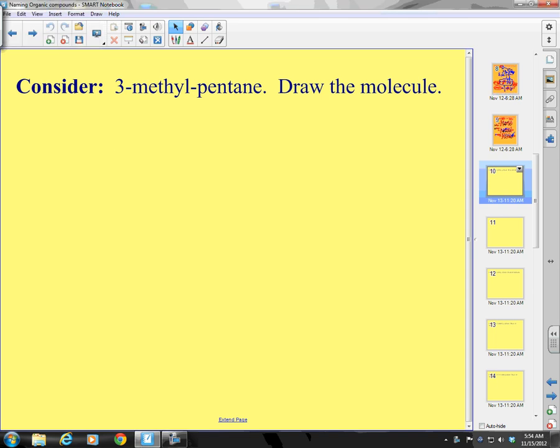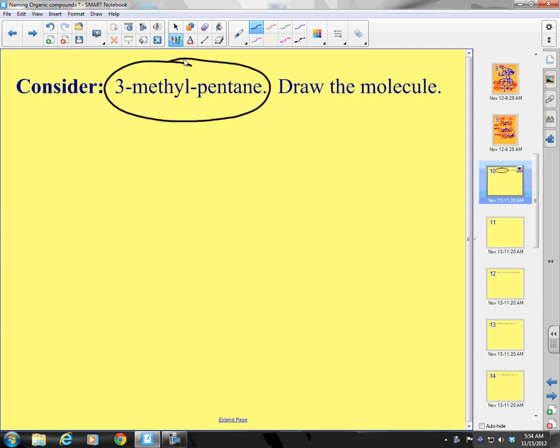Welcome back, ladies and gentlemen, and we are in the middle of naming organic compounds. So let us jump right in, and we've got to draw this molecule. Consider 3-methylpentane. Well, I have an idea about pentane.